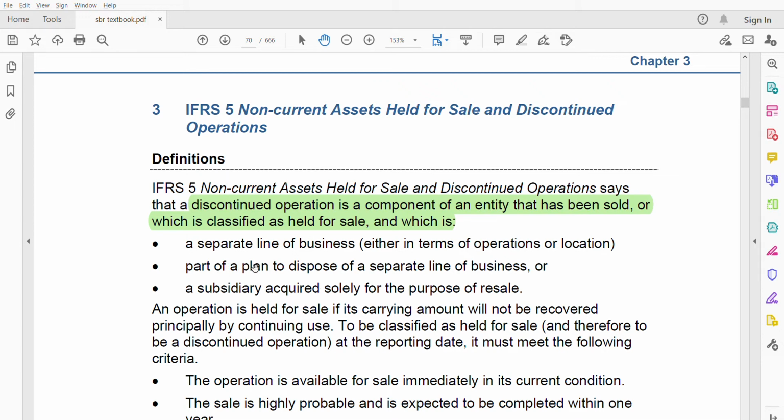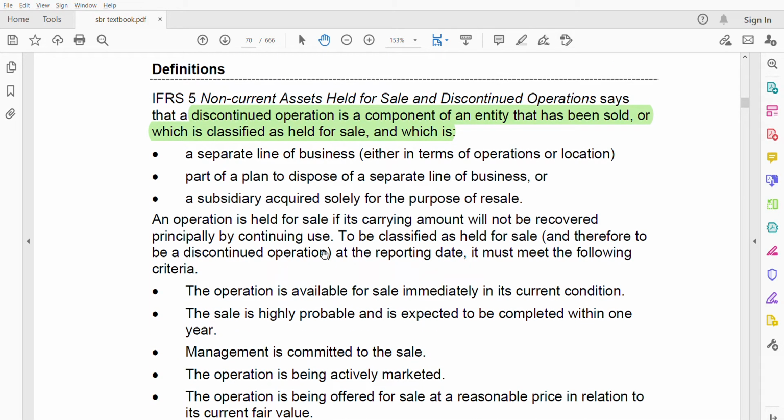Second, part of a plan to dispose of a separate line of business, or a subsidiary acquired solely for the purpose of resale. You have acquired the subsidiary in order to sell it in the future, not to keep it for the long term. Next, an operation is held for sale if its carrying amount will be recovered principally through a sale rather than continuing use. You sell if you think that selling is better than keeping it, because you cannot recover the amount by continuing use.